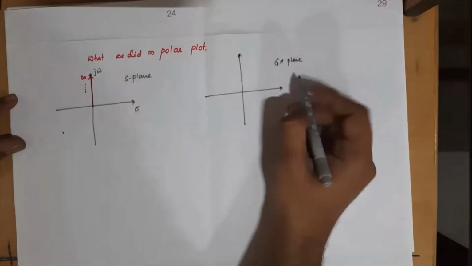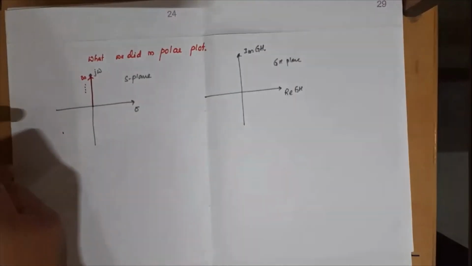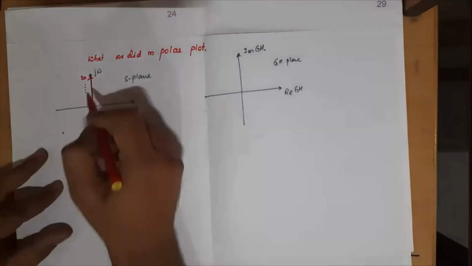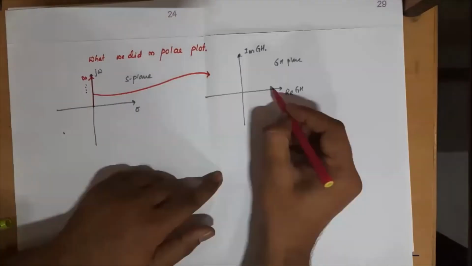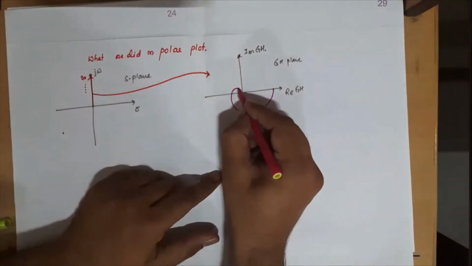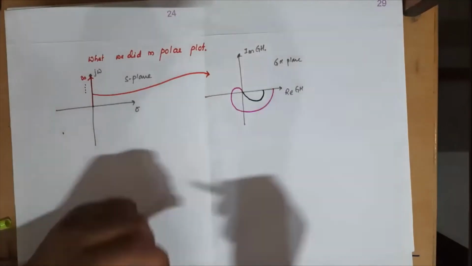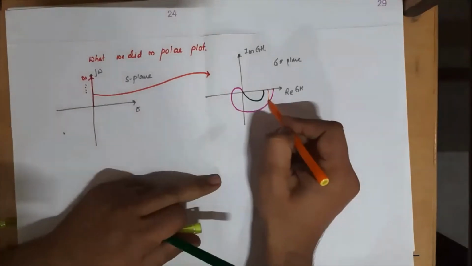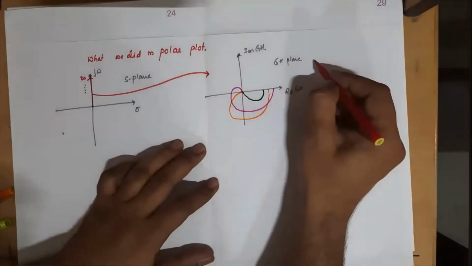So what was the polar plot? Polar plot was mapping the positive j omega axis of the S plane on the GH plane. I have not done many numericals because it is just substitution and mapping that anyone can do. In some cases it was mapped with this shape. In some transfer functions, the mapping was like this. And in the third case, it was something like this. So for different transfer functions, you end up with different polar plots.